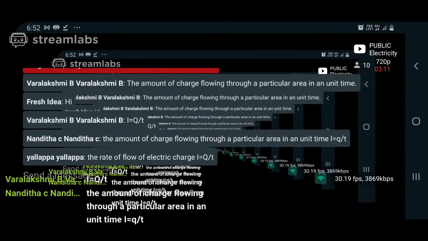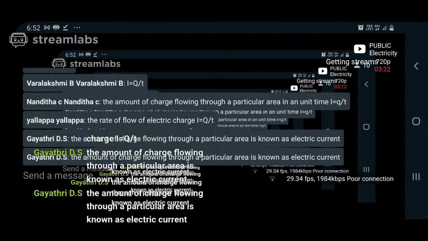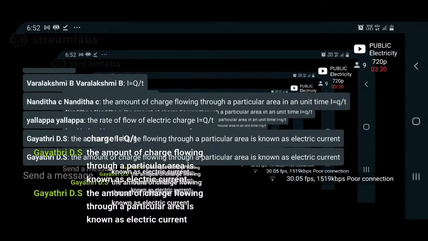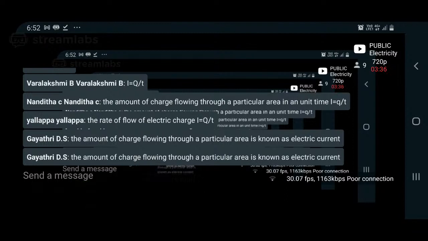Yeah, Varalakshmi, it's correct. I is equal to Q by T. I is equal to Q by T is the formula to find out the electric current. Yeah, Nandita, Varsha, Rajni, and Gayatri, very good answers. And two of you left the formula. Just add the formula.